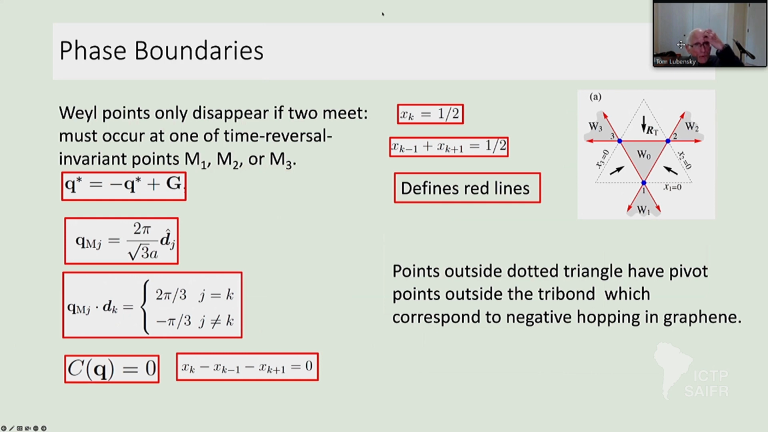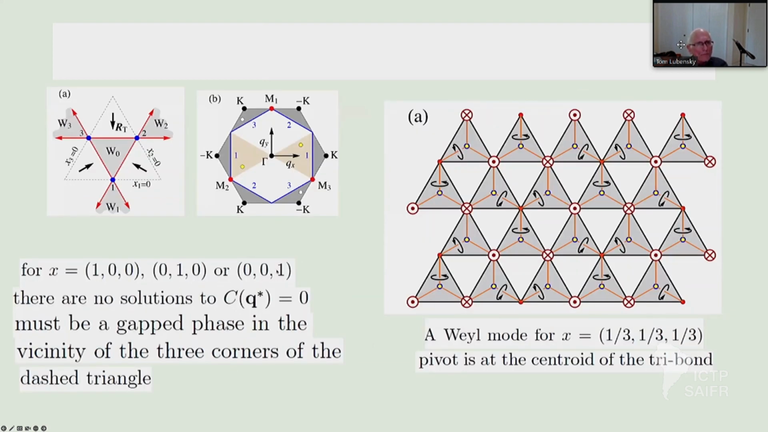Okay, so Weyl points can only disappear if 2 of them meet, and this must occur at one of the time reversal invariant points, M1, M2, or M3. So M1, M2, and M3 are these 3 right here. And these are the points at which the Weyl points go to their death.